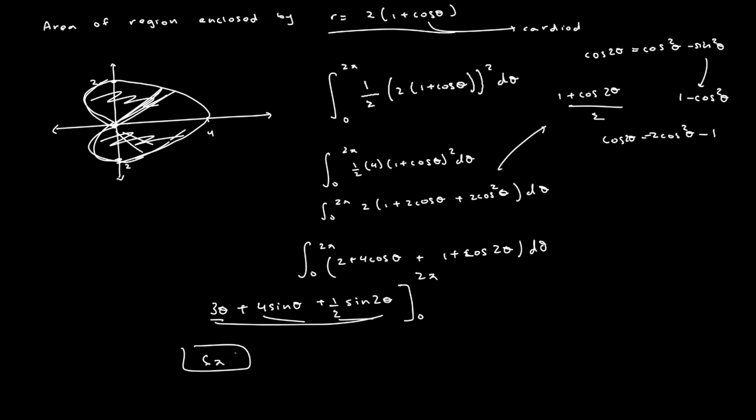Now, that was an example of finding areas. Let's say we want to find the area between two polar curves, right? And before, we just subtracted out two integrals. Let's make sure that is exactly the case that we can use in this case.